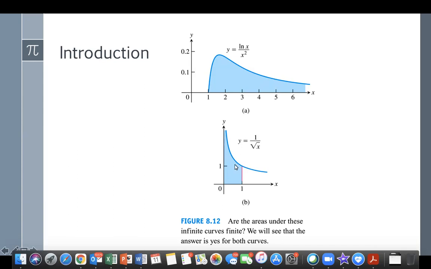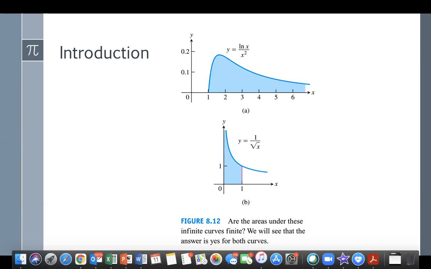And we'll ask the same question about a region like this, the region under the curve y equals 1 over the square root of x for x between 0 and 1. In this case, this region sort of has infinite height because at x equals 0, 1 over the square root of x is undefined. That's because as x approaches 0 from the right, 1 over the square root of x increases without bound. So despite the fact that this region has infinite height, could it have a finite area? And it turns out in both cases, the answer is yes. Both of these regions have finite area.